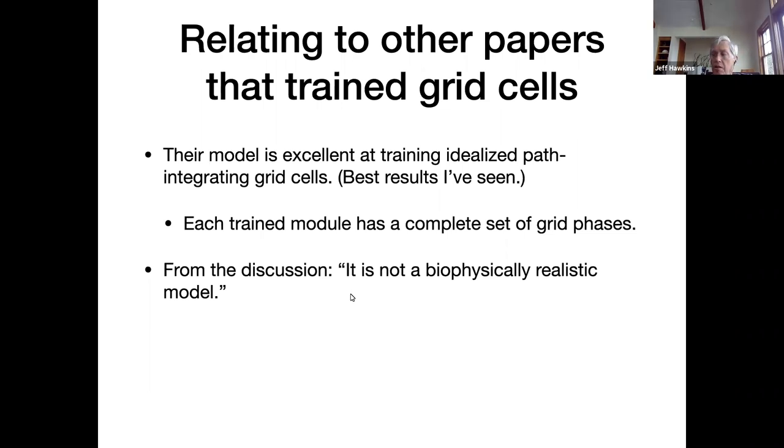So I guess that's the key question for me here: what can I learn from this model about how biology actually does this? And can I? That's the question. Maybe you can help me with that later.